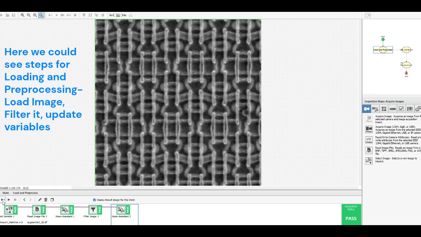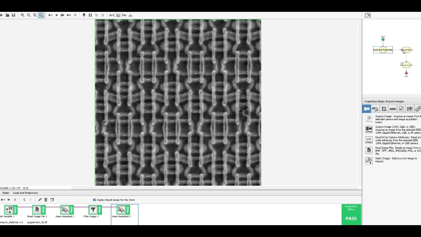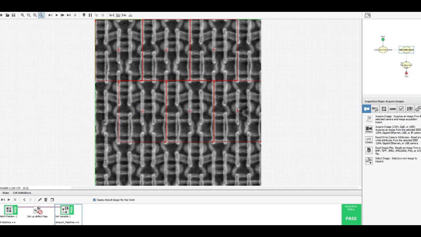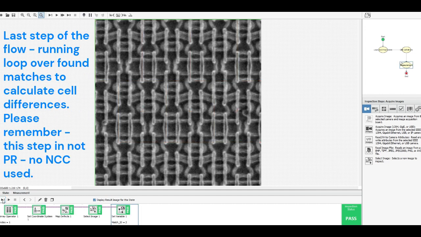Load image, filter it, update variables. And for the next step of the flow, just image matching and update related variables. Last step of the flow, running a loop over found matches to calculate cell differences. Please remember, in this step, no pattern recognition and no NCC are used.